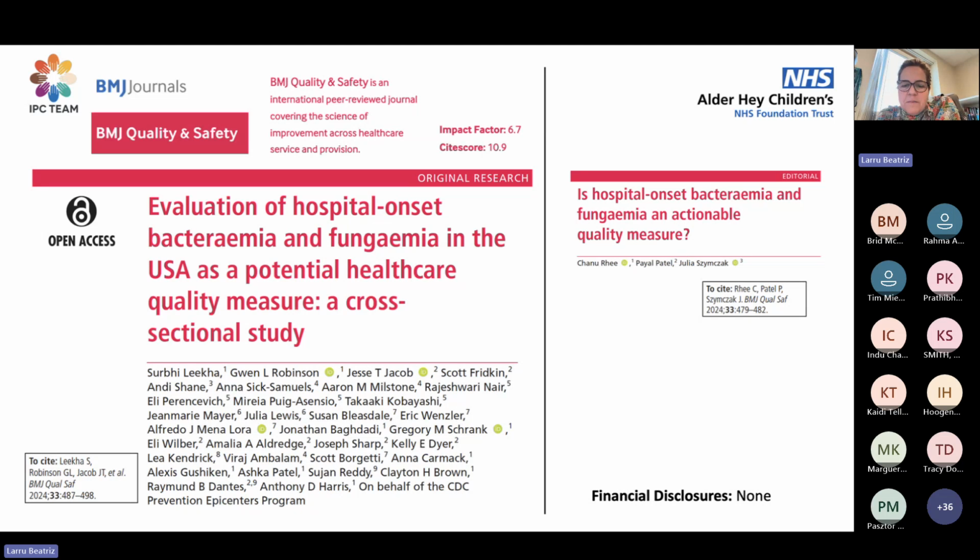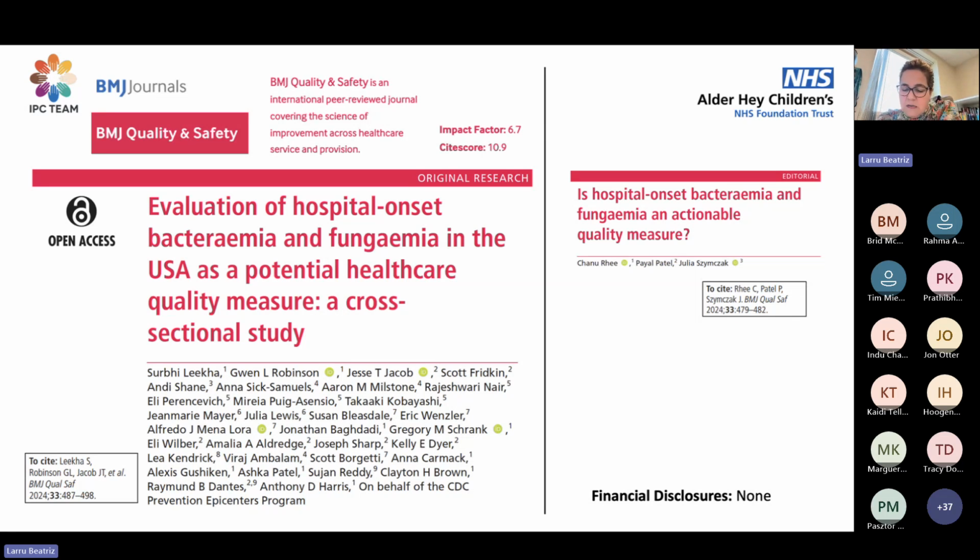So the title of the paper that I selected is "Evaluation of hospital onset bacteremia and fungemia in the US as a potential healthcare quality measure: a cross-sectional study." The reason I selected this paper is because it is very focused on bringing quality improvement across healthcare services, and how we can use hospital onset bacteremia as a quality metric. I'll refer to the study, and in the discussion, I'll also bring some of the points that the fabulous editorial that accompanies the paper raised about the limitations of the usefulness of the paper.